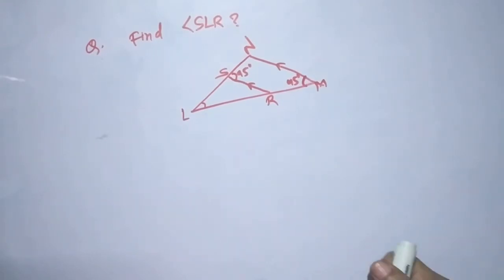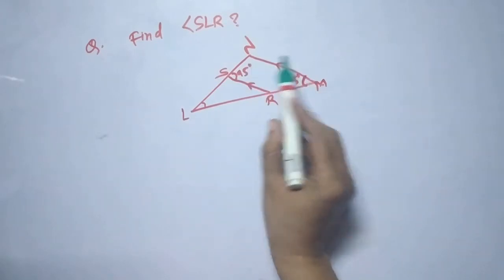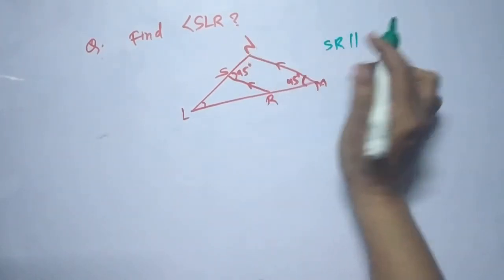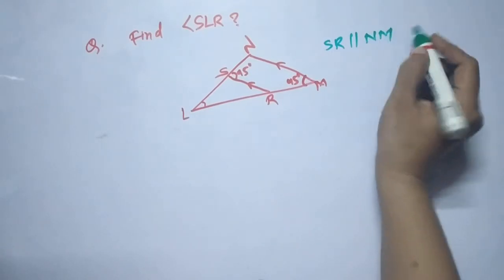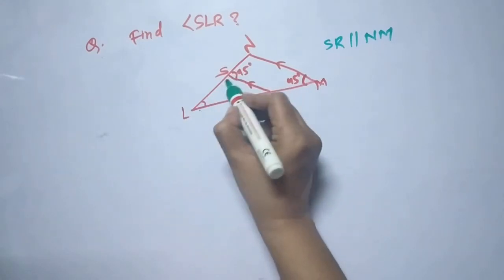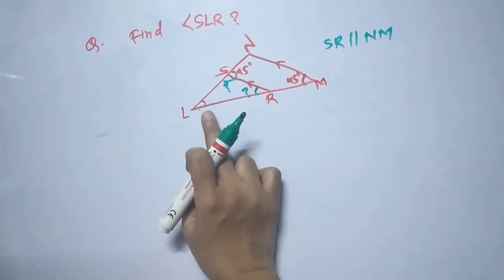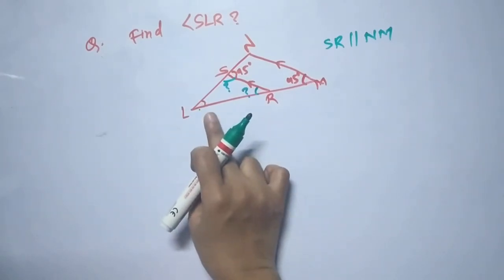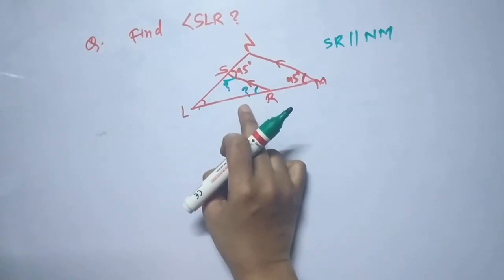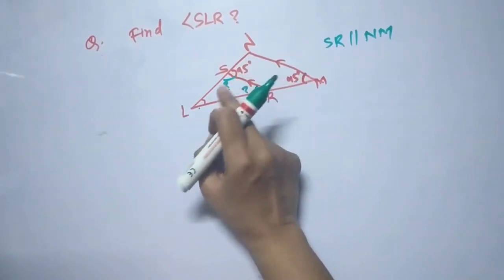So friends, now we need to find out the angle SLR, this angle SLR. So here it is given that two lines are parallel. This line SR is parallel to this line NM. So friends, if we notice here carefully, to find this angle we must know this angle, and we should also find this angle. Then only by using angle sum property we can find out this angle SLR. So if you notice it carefully, again here you can get it by using linear pair.